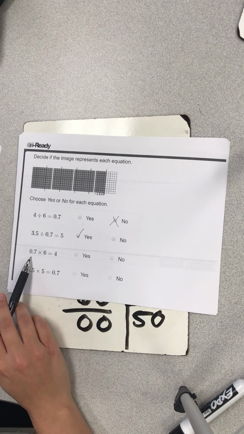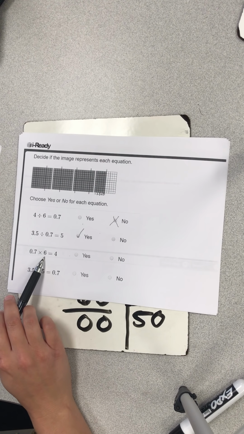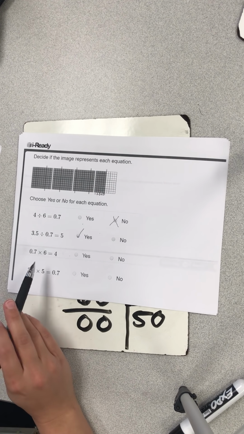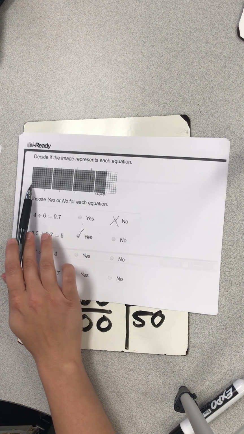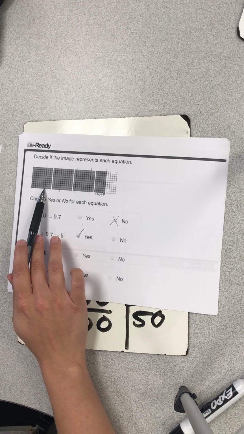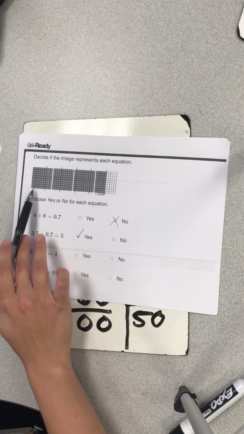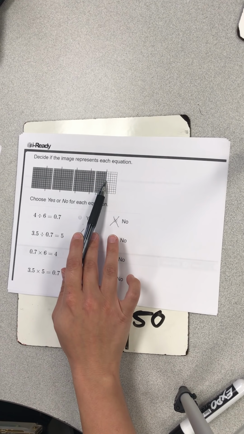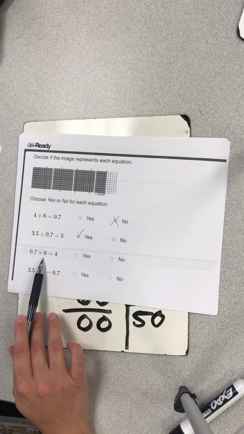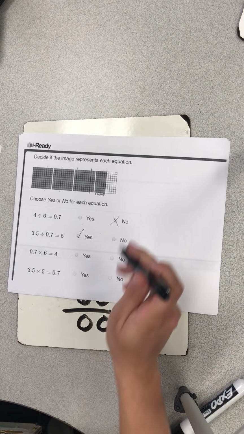Okay. Here we want to know, are they showing us 7/10 times 6? So are there 6 groups of 7/10? Well, we just said in between each one of these black lines, there's groups of 7/10. There's 1, 2, 3, 4, 5, 6, 7 whole rows, or 7/10. Do we have 6 groups of that? There's 1, 2, 3, 4, 5. There's only 5 groups, so there's not 6. So this would be a no.